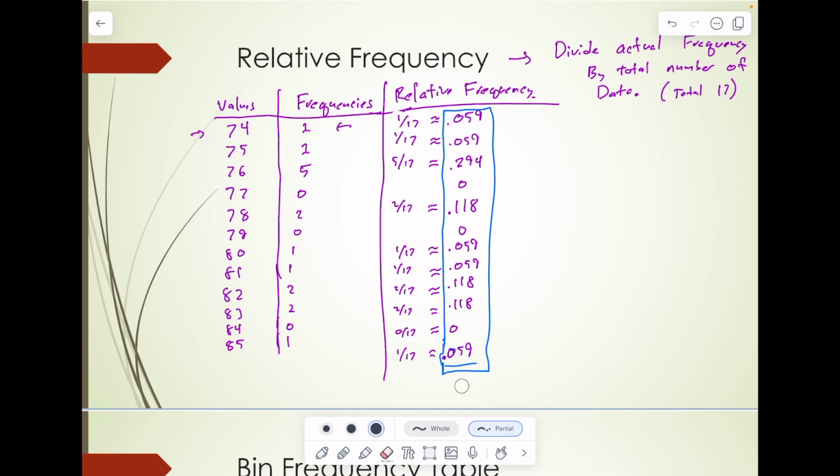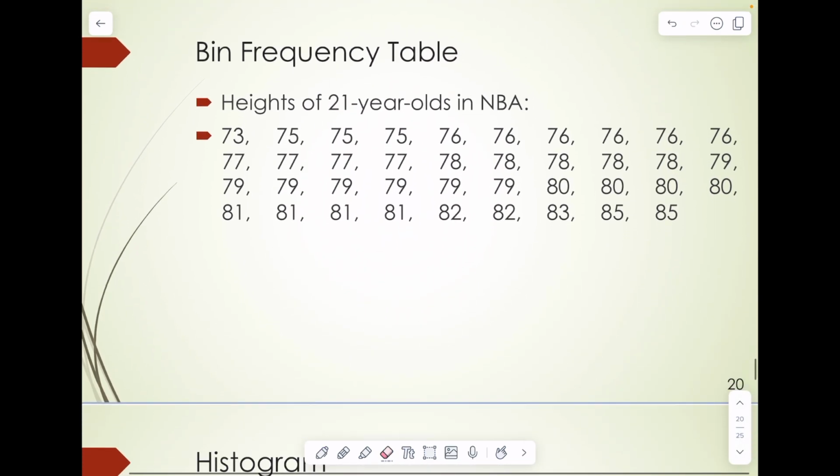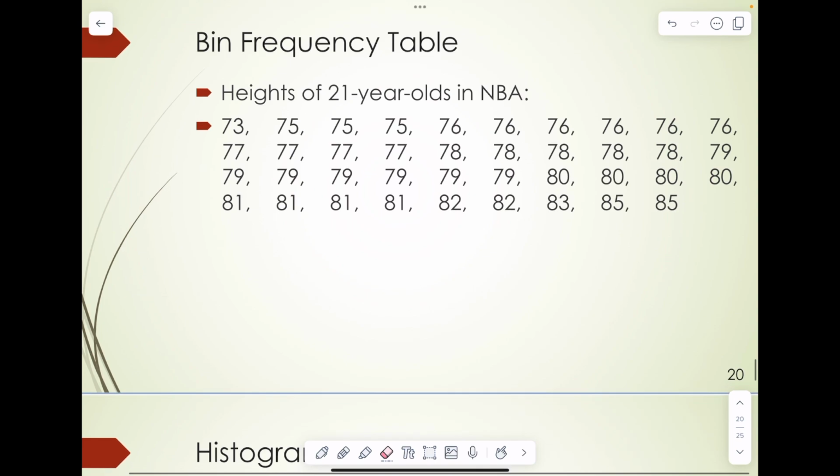So what this tells us is that 5.9% of the people on this team are 85 inches tall, and 29.4% of people on this team are 76 inches tall. So that relative frequency allows us to get a proportion. Now what I would like to talk about is bin frequency tables. So when you have a lot of data, you don't want to list out every single value. Instead, you put certain values in classes or bins.